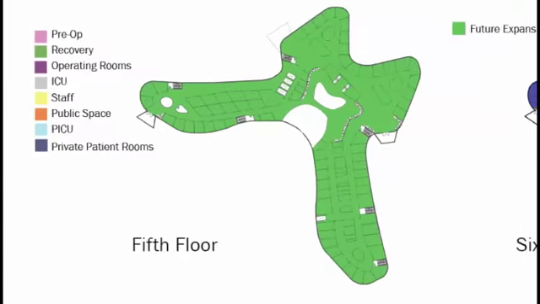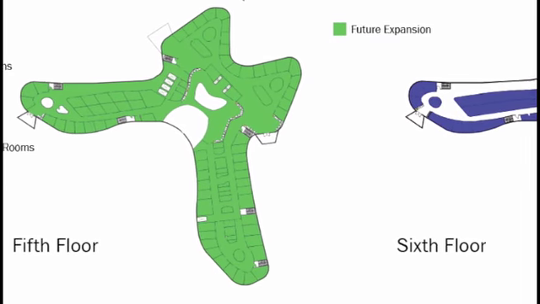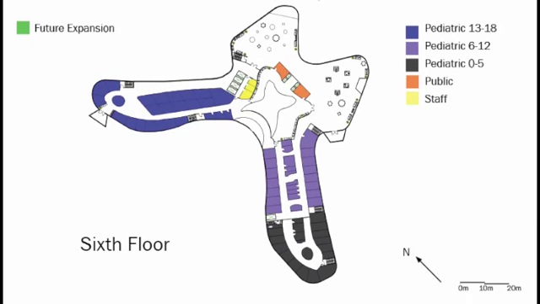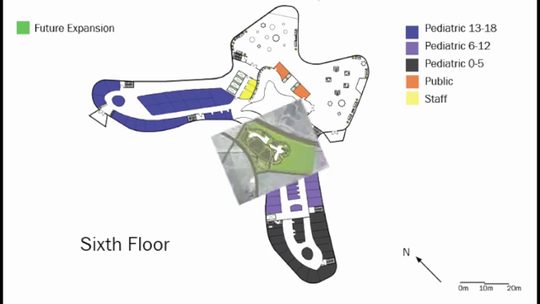The fifth floor is designed for future expansion. The sixth floor is designated for children in order to provide maximum privacy and security. The children are divided based on age, and at the top of both wings are areas designed for the children to interact with each other.